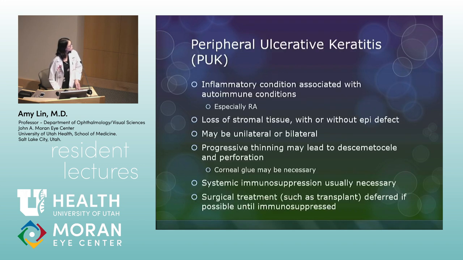Yep. So PUK, also known as peripheral ulcerative keratitis, is an inflammatory condition that's associated with autoimmune conditions. We usually see it with rheumatoid arthritis, but you can get it with a lot of other autoimmune conditions. So you get a loss of stromal tissue, and there may or may not be an epi defect overlying. It can be unilateral or bilateral, and progressive thinning may lead to descemetocele and perforation. If you get to that point, corneal glue may be necessary. Systemic immunosuppression is very much necessary. Surgical treatment, such as a transplant, is deferred as long as possible until the patient is immunosuppressed, because if you just do a transplant acutely, there can be some thinning of the transplant that's put on. So you need some systemic immunosuppression there.